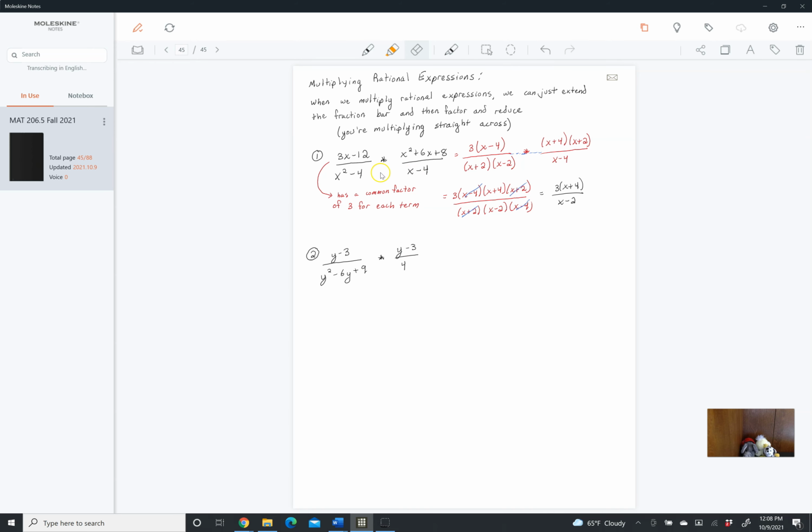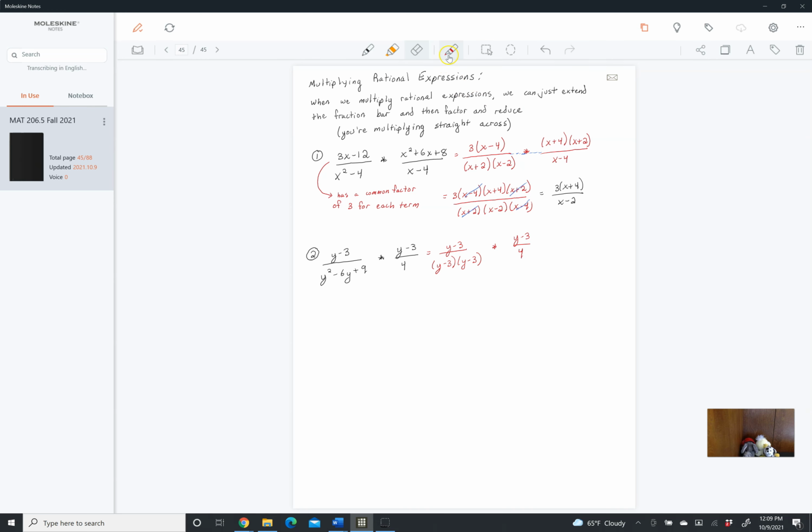And again, the reason why I'm only doing 2 examples is because essentially you're reducing one big fraction. This is the same thing. We're going to factor the bottom. Y minus 3 is not factorable. It's a linear, there's no common factor. Y squared minus 6y plus 9 is y minus 3 times y minus 3. Then we have our y minus 3 over 4.